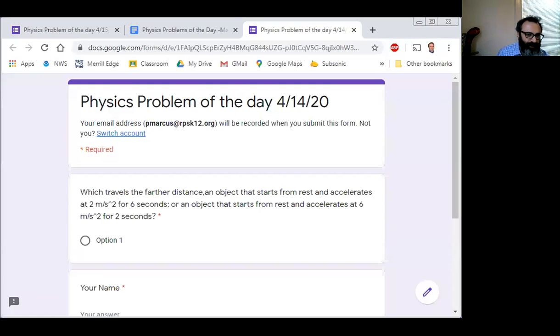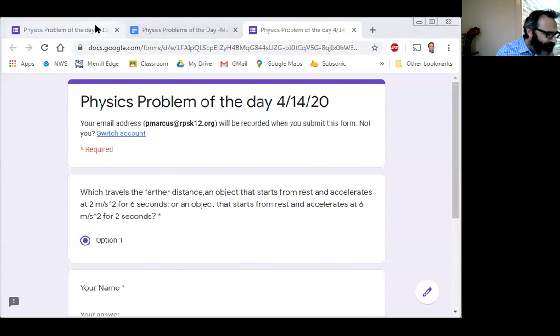Okay, so yesterday's problem of the day said, which travels the farther distance, an object that starts from rest and accelerates at 2 meters per second squared for 6 seconds, or an object that starts from rest and accelerates at 6 meters per second squared for 2 seconds. And it looks like I just gave you a multiple choice with option 1, so you probably had a hard time answering that. I'm sorry about that, but we can go over the problem now, and I'll change this so you can upload your answers afterwards.